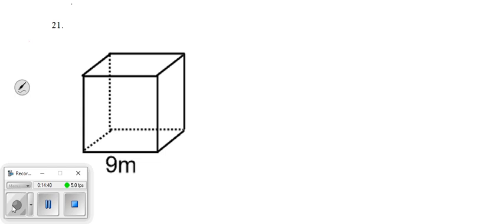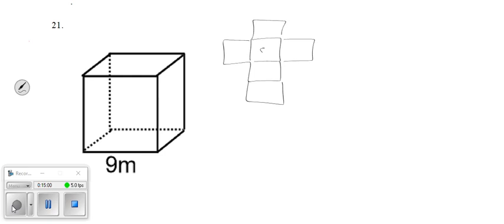Question 21 is the picture of a cube. So as far as a net goes, it is the easiest shape to do. It is 6 identical squares, 4 in one line, and then we flap open the other ones like this. What is the area of one face of that, Taya? 81. So all you have to do is, since everyone's 81, just drop 81 in each of these.